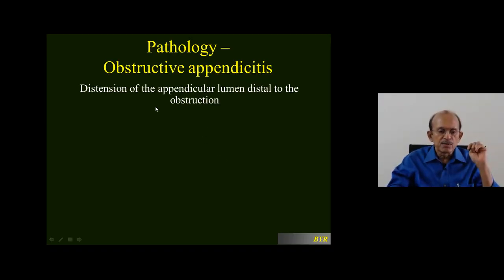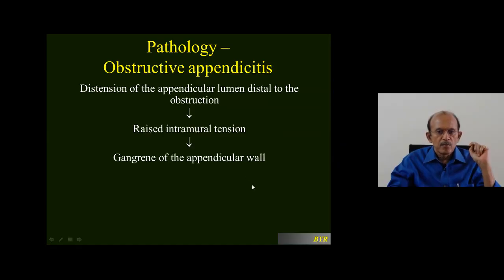Whenever there is an obstruction to the appendix, there will be distension of the appendicular lumen distal to the obstruction. We have seen that in the previous photograph. This causes raised intramural tension. This causes gangrene of the appendicular wall. Whenever gangrene is there, it can perforate, and this produces peritonitis.